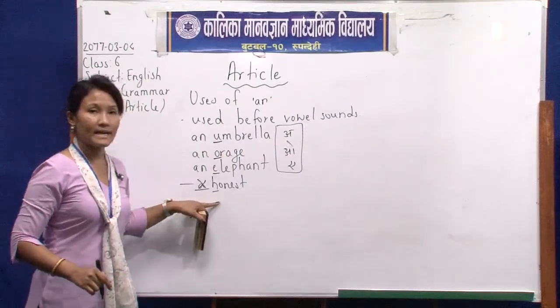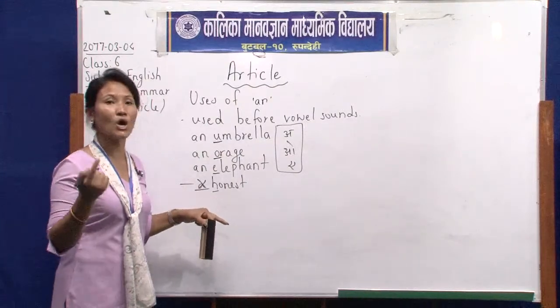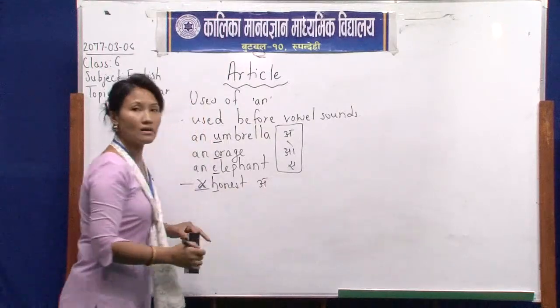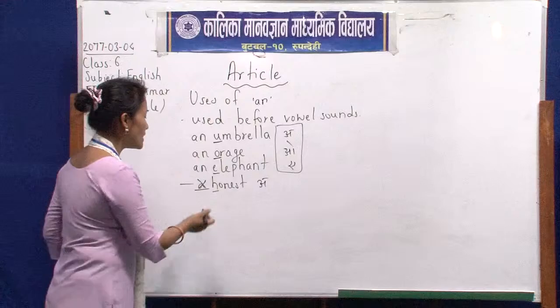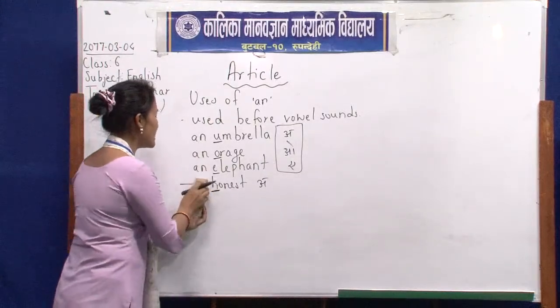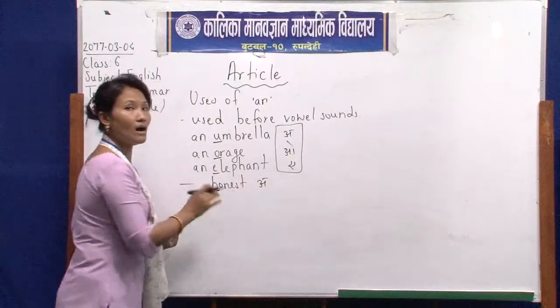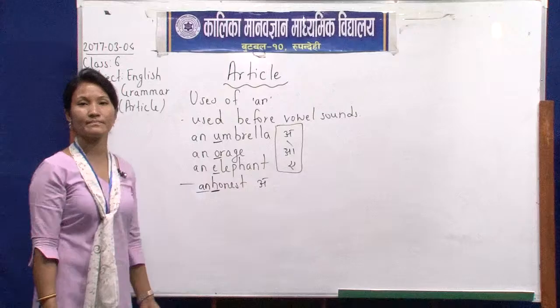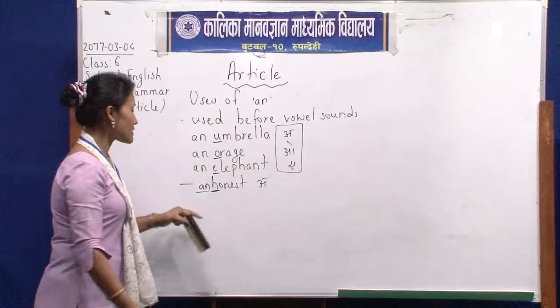And in honest, what is its pronunciation? Honest, I said already, isn't it? And what does it start with? O, which is a vowel. So it doesn't matter what letter is here. What we are going to use here, as the sound is O, so we will be using an. Understood?